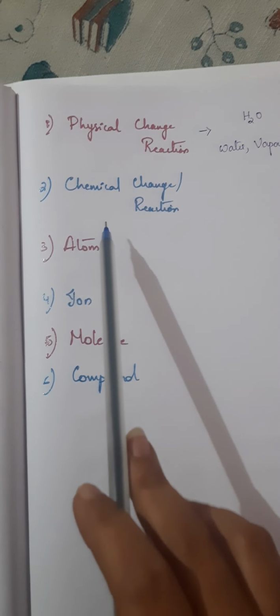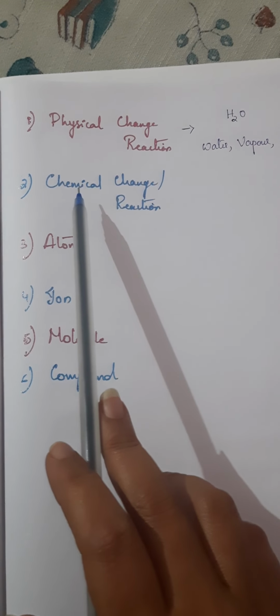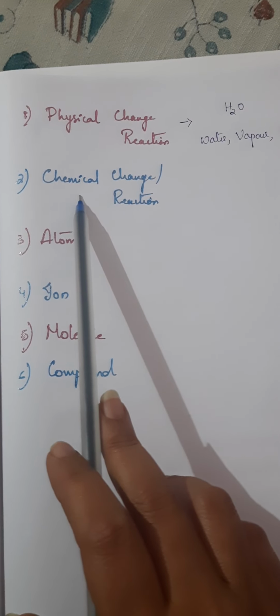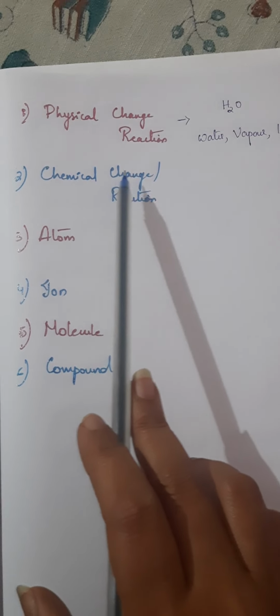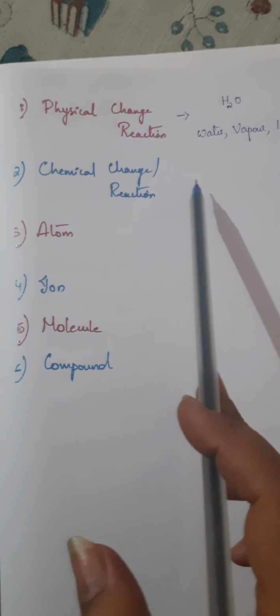Okay. So next, let us go to chemical change. As I told you, this is irreversible and a new compound is formed. Any reaction where there is a chemical change taking place, we call it a chemical reaction.